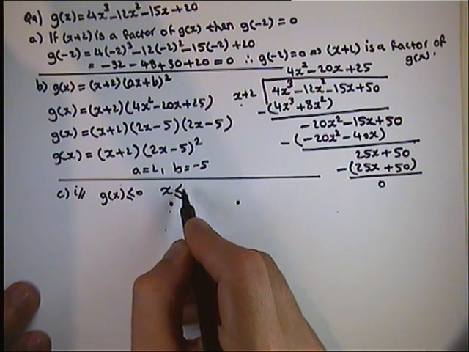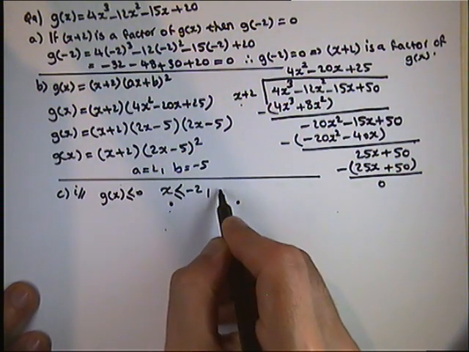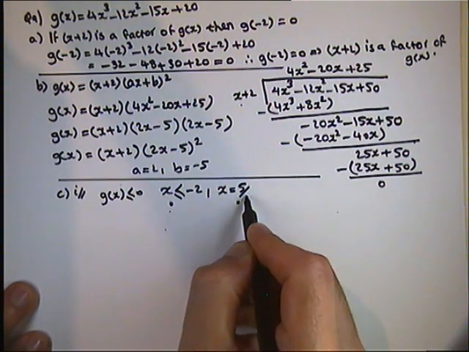Less than or equal to minus 2, and x equals 5 over 2.